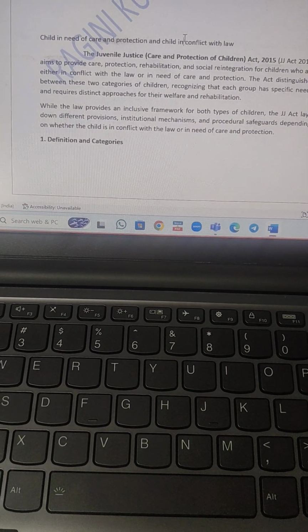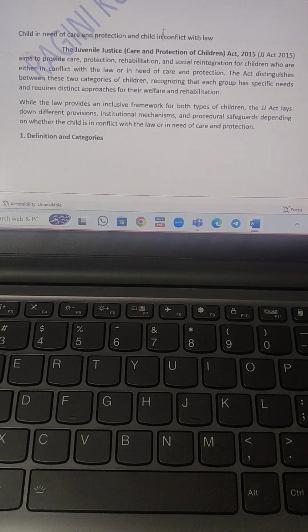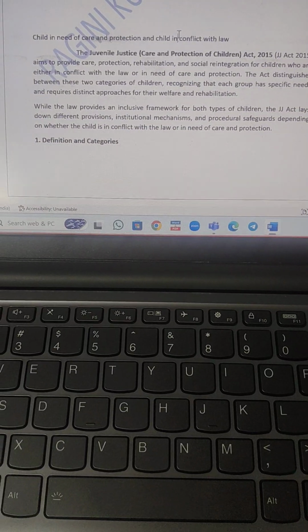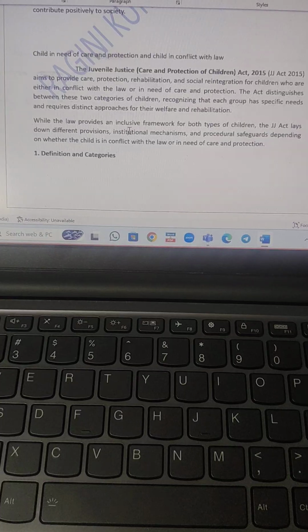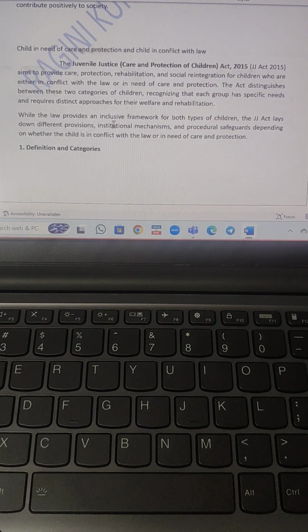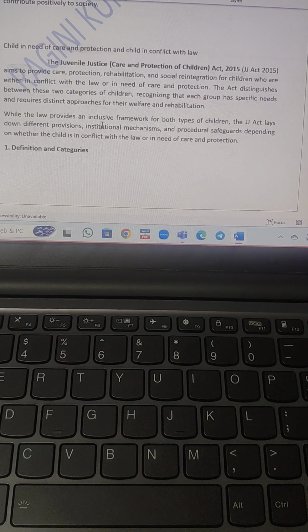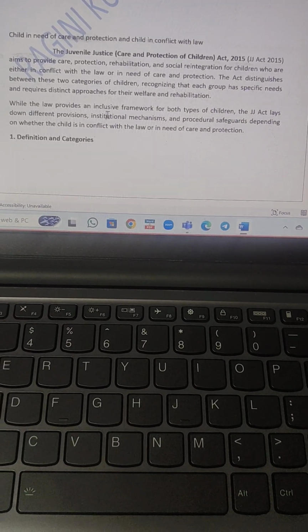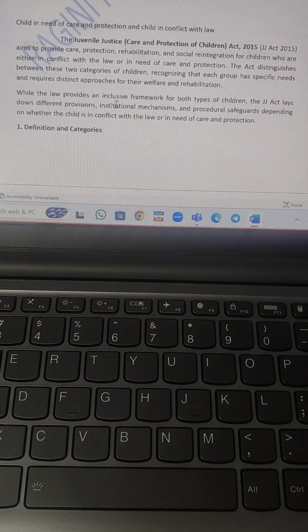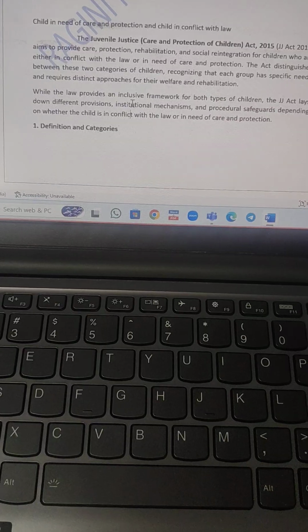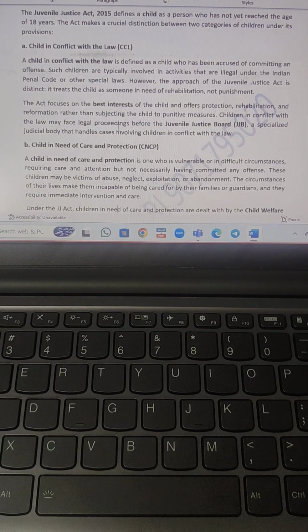So the Act distinguishes between the two categories of children, recognizing that each group has a specific need and requires distinct approaches for their welfare and rehabilitation. Now, while the law provides an inclusive framework for both the types of children, the JJ Act lays down different provisions, institutional mechanism, procedural safeguards, depending on whether the child is in conflict with law or in need of care and protection. Now definition. So child in conflict with law.